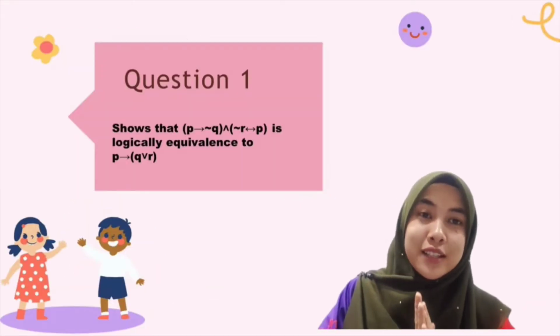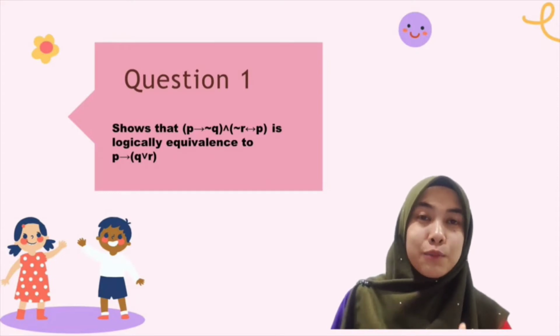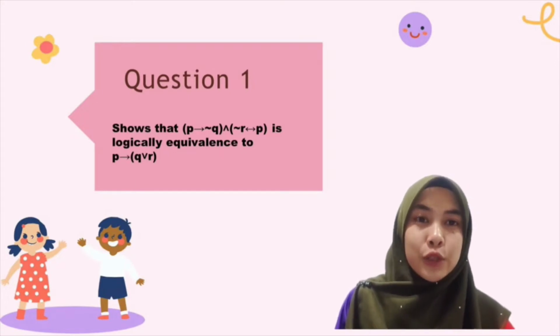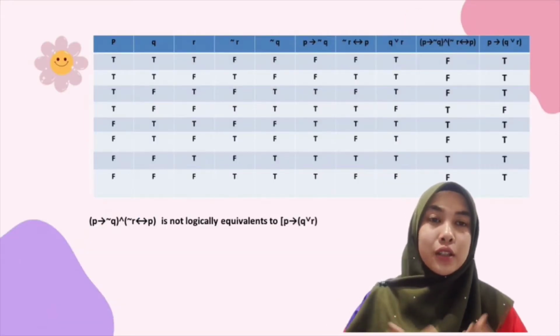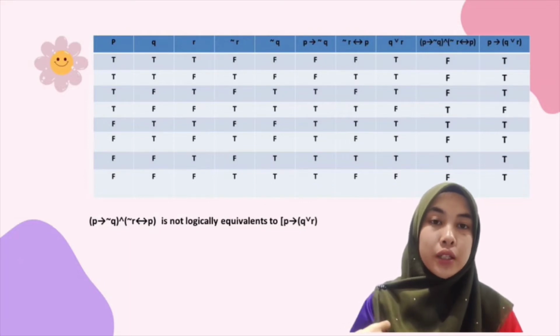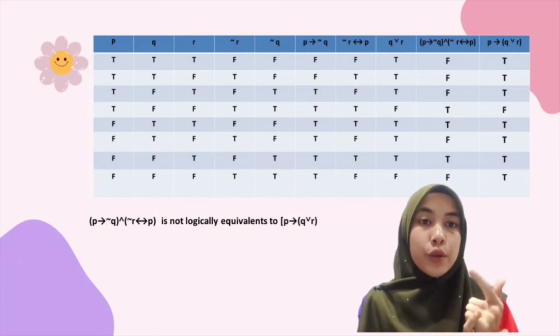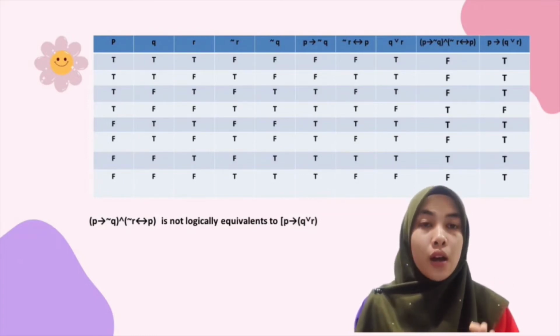Okay, so now let's do some questions in this subtopic. Look at the first question: we must show whether P implies negation Q and negation R biconditional P is logically equivalent or not to P implies Q or R. As we look at the question, it has three variables, which are P, Q and R. We do the third column first and we start with R.